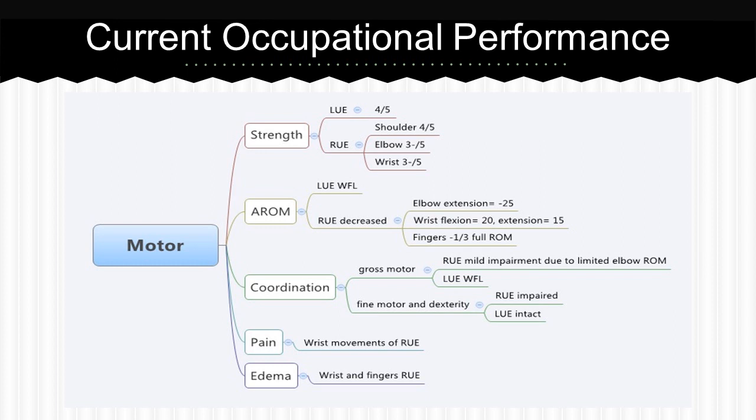Elbow extension was negative 25 degrees, wrist flexion 20 degrees, wrist extension 15 degrees, and fingers can only do 1/3 the full range of motion. Dmitri also has impairments in gross motor coordination, fine motor coordination, and dexterity on his right side. He reports pain during wrist movements, and his wrist and fingers present with edema.